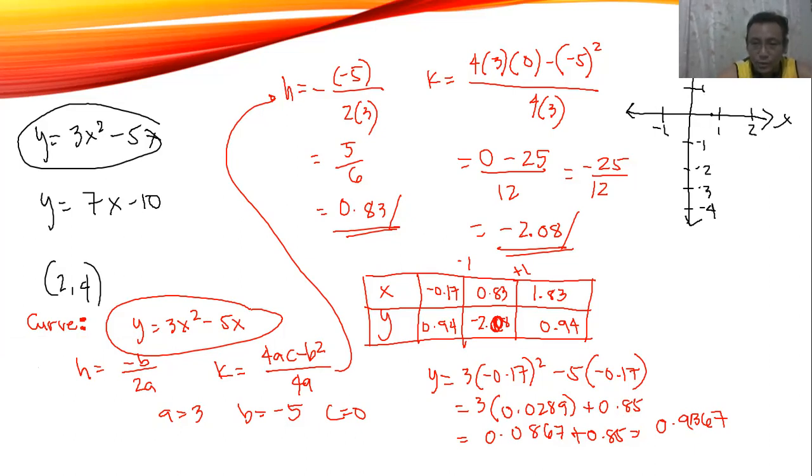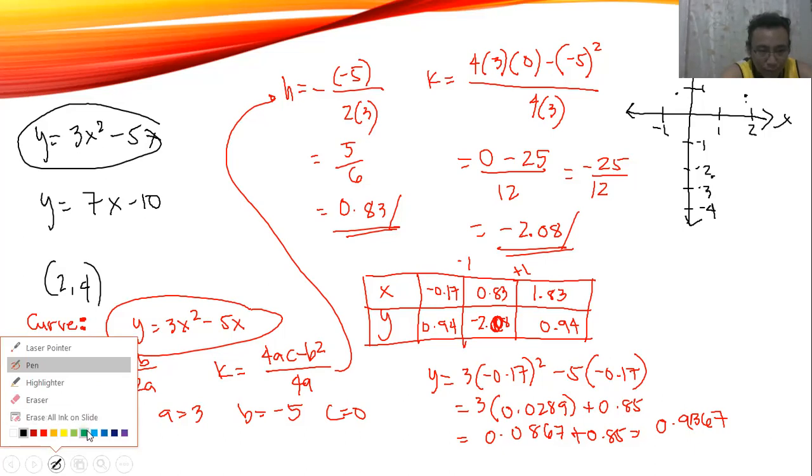So 0.83, let's assume that this is here, and then 2.08 is somewhere here, and then 1.83 somewhere here, and 0.94, 0.94 is here, almost 1. Negative 0.17 is here, and then 0.94. So now to graph this, gamit tayo ng kulay green na lang.